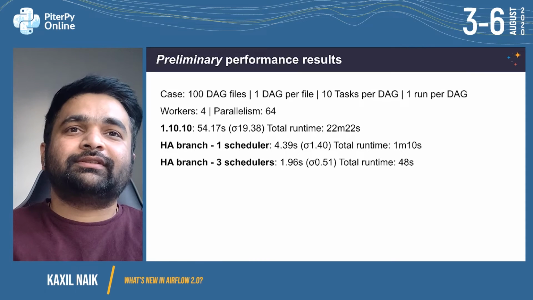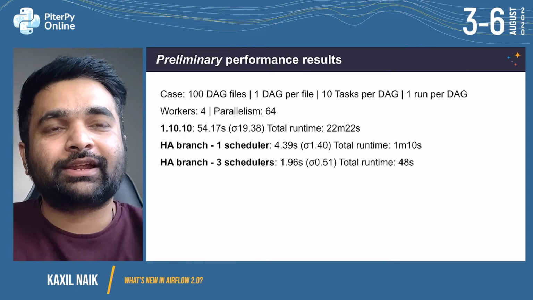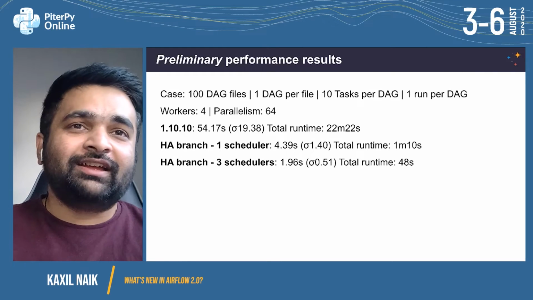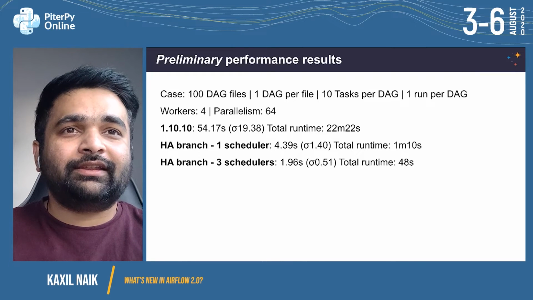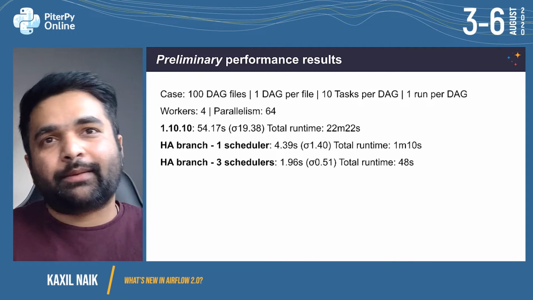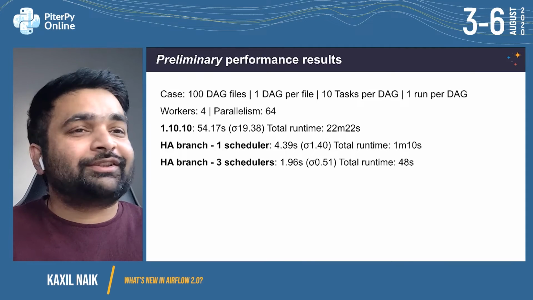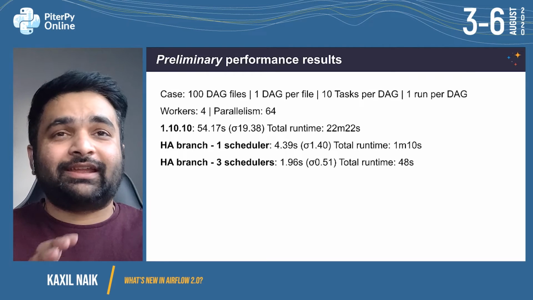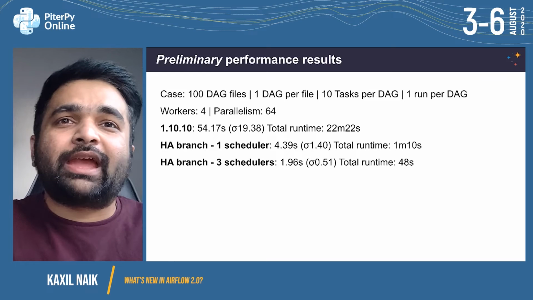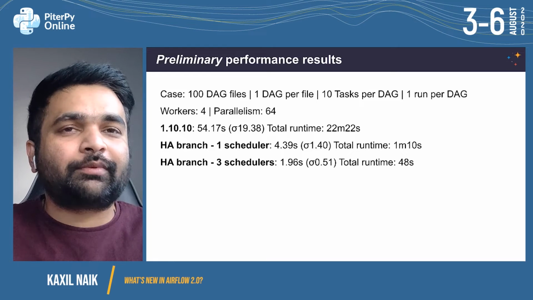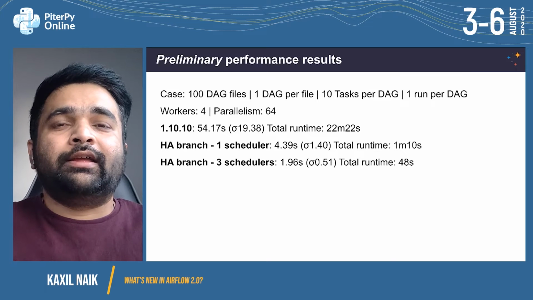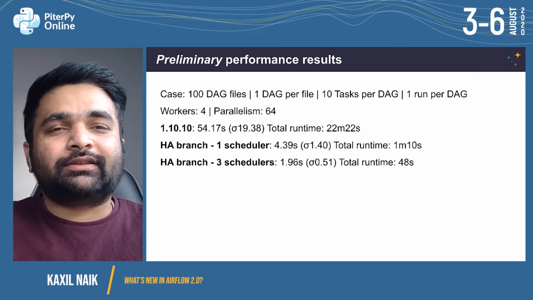Here are some results of running the benchmark for a specific scenario. Note that these results are just preliminary and subject to change. The whole scheduler HA work is currently being developed in a private branch, and the work is not complete. So please, these numbers are preliminary and subject to change. Here we had 100 DAG files, 1 DAG per file, 10 tasks per DAG and 1 DAG run per DAG, with 4 Celery workers and parallelism of 64.